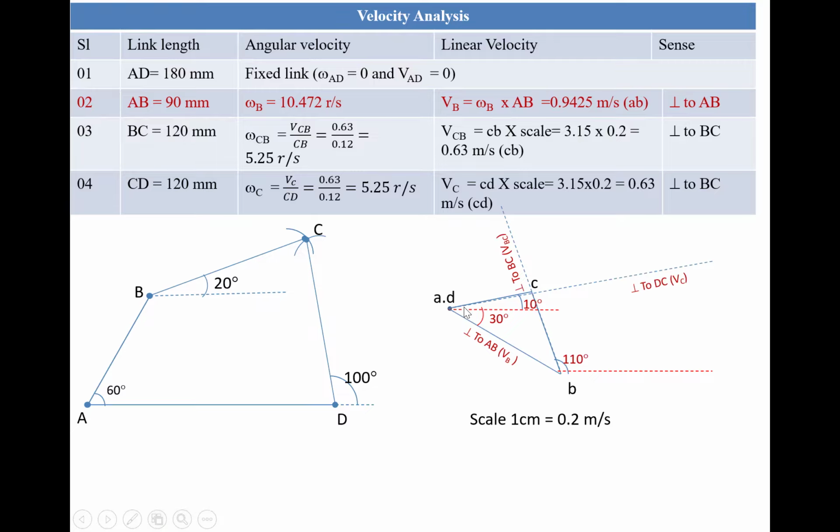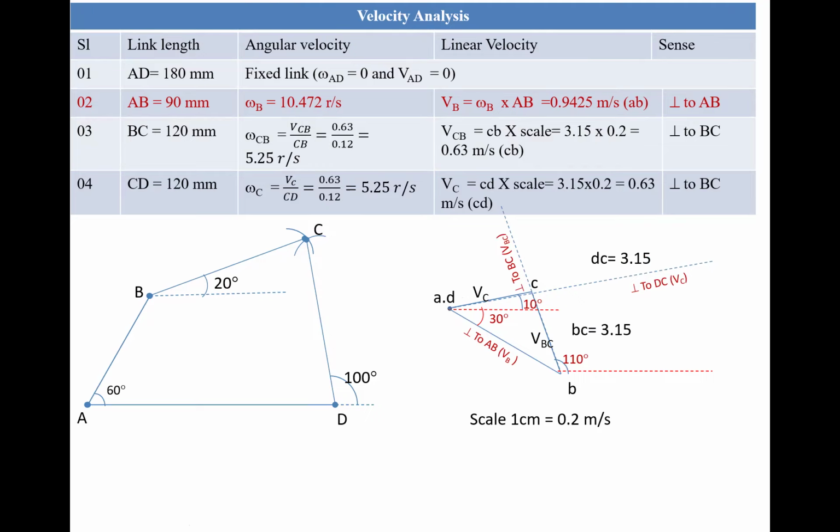Okay. After completing the tangential polygon, we have to measure these dimensions. So we have to measure this DC distance, CD distance. We have to measure this CB distance. So we have the CB distance. Okay. So the velocity of component C with respect to D, this will be your VCD. This will be your VCB. So we have this value 3.15, 3.15.